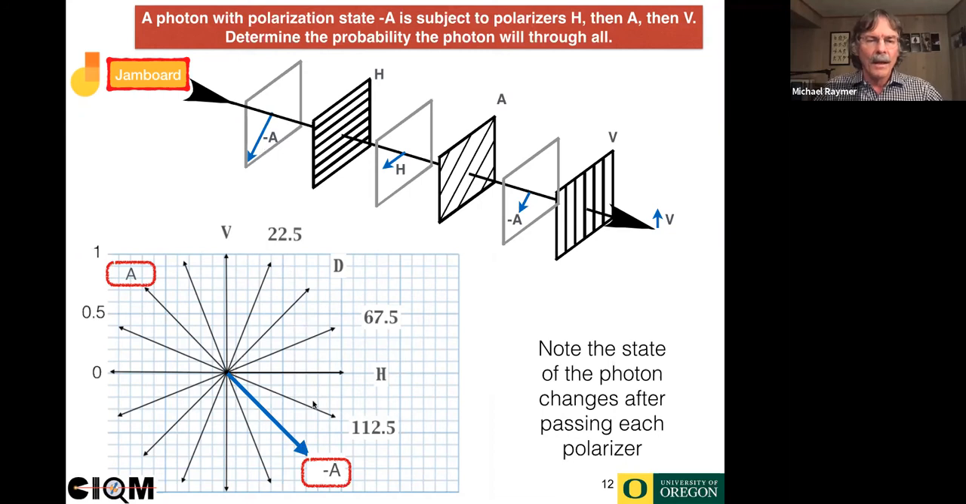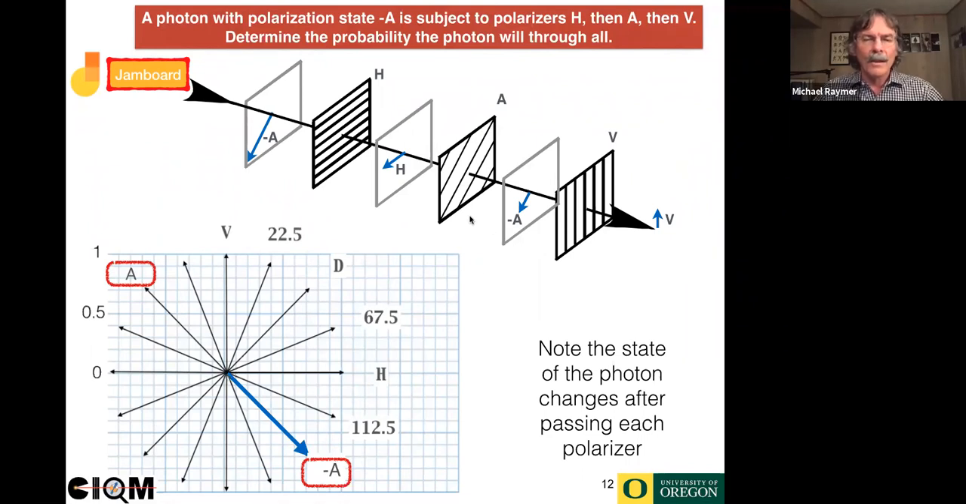If you start with A and you project on the H, you'd be here. And then if you project on the V, it would send you all the way down to the origin. So the length of the vector would be 0. So 0 squared is 0, so the probability is 0. That means nothing gets through.